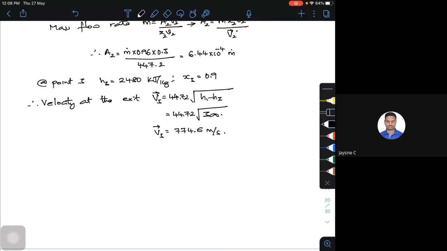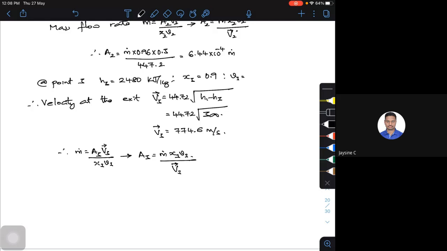Now similarly, your mass flow rate is equal to A3V3 divided by, once again, X3 into small v3. So your A3 is equal to m dot into X3 into small v3 divided by capital V3. Here also I need to get this small v3, your specific volume.